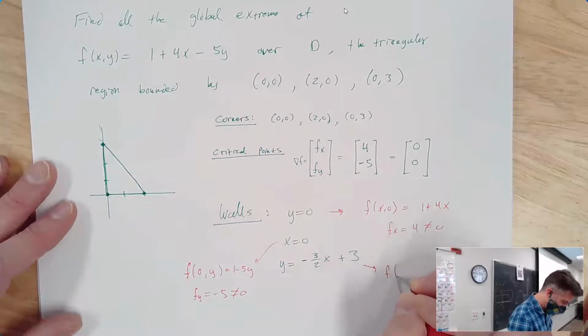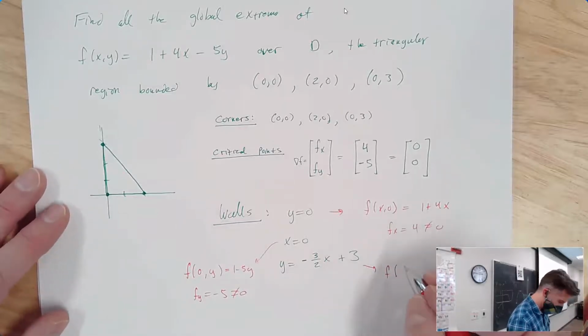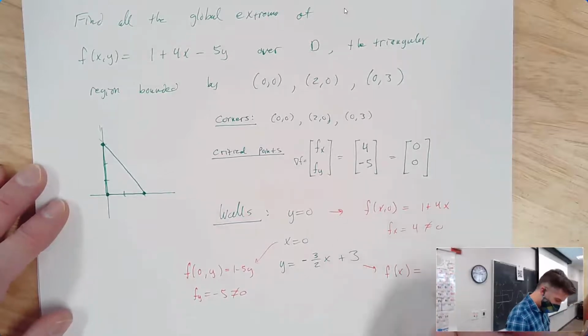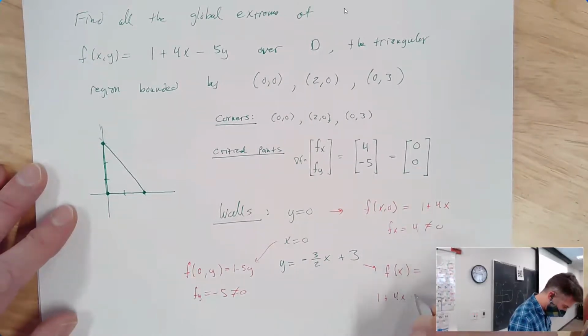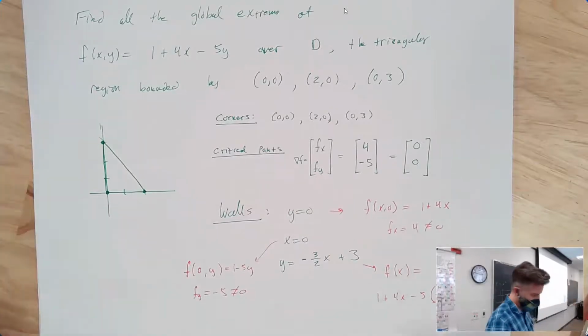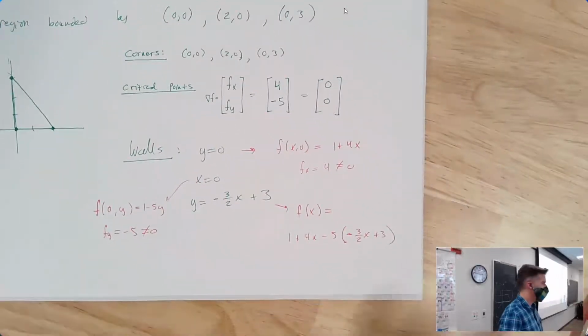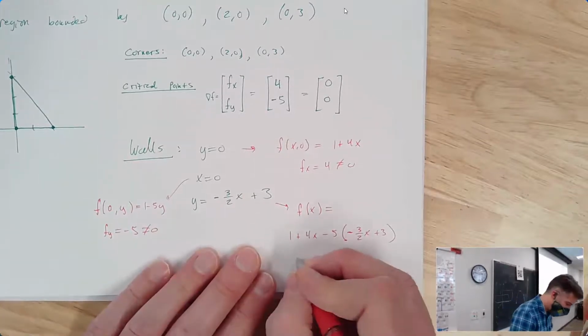Here's how I would write this. I would get f of x, and I'm just plugging in this for y. So it's going to be 1 plus 4 times x minus 5 times negative 3 halves x plus 3. I don't need to take the derivative of this to know, looking at this, what's the highest power? What's the only power of x? So the derivative is going to be what kind of thing? A constant. So I don't even care what that is.